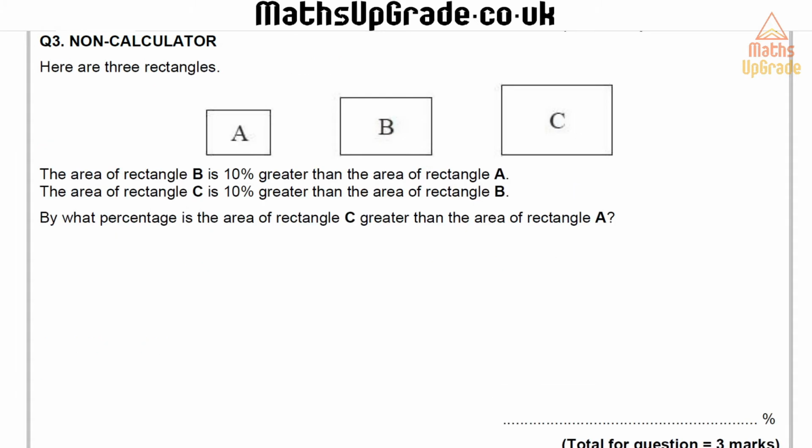Question 3. I'm given 3 rectangles. The area of rectangle B, I'm told, is 10% greater than the area of rectangle A. The area of C is in turn 10% greater than that of B. By what percentage is the area of C greater than that of area A? In this question, essentially I need to relate the area of C with the area of A, and this is how I'm going to do it.